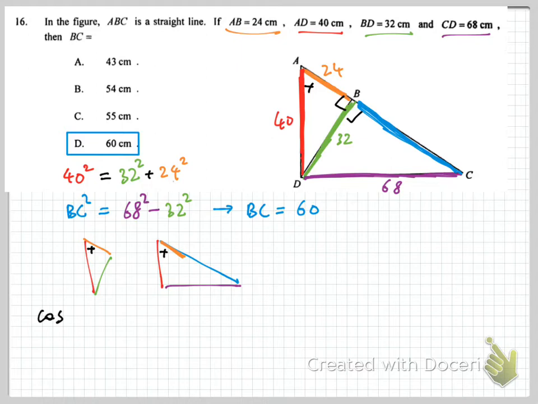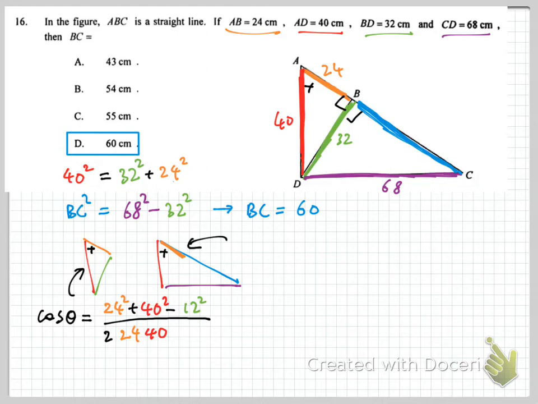The first time we have cosine theta will be 24 squared plus 40 squared minus 12 squared, divided by twice 24 and 40. In the first triangle, this is how we express cosine theta. And then we can do that again in the second triangle.